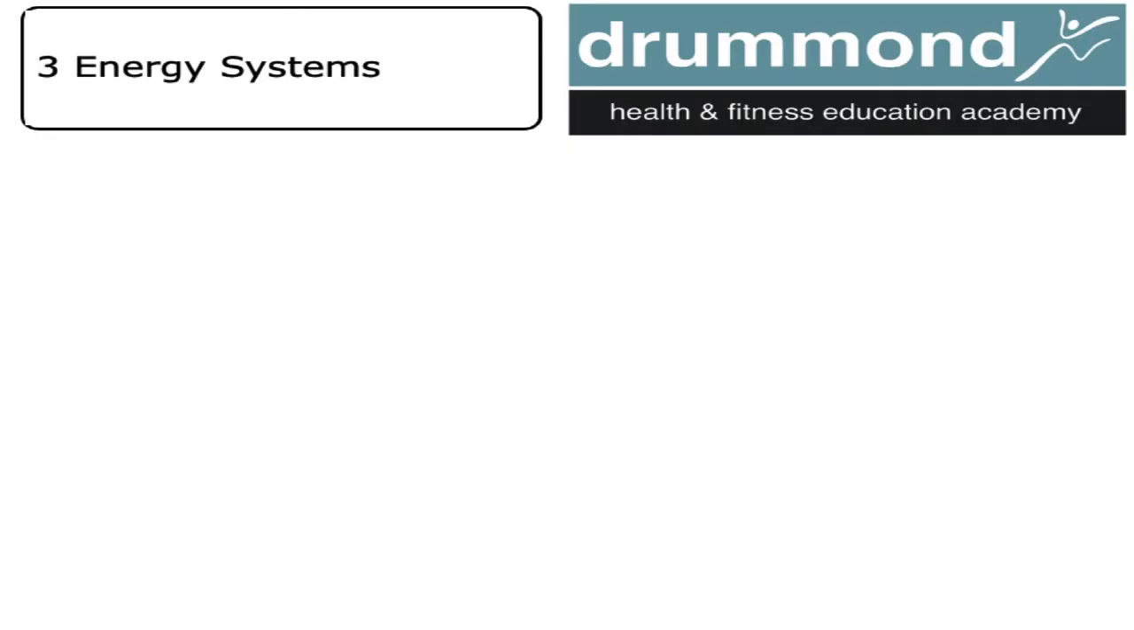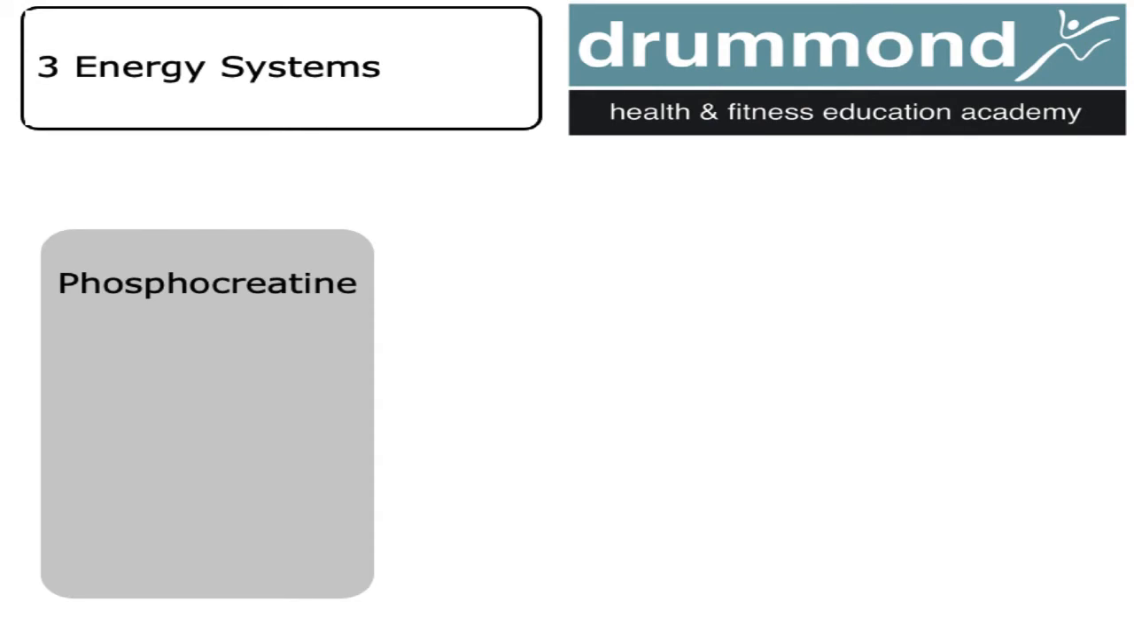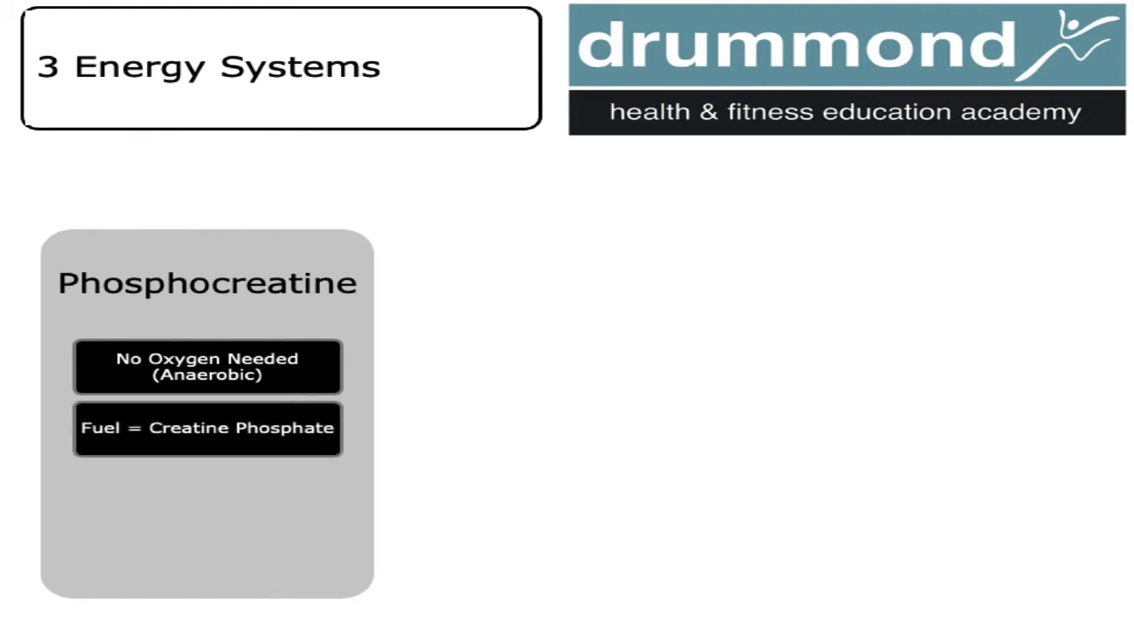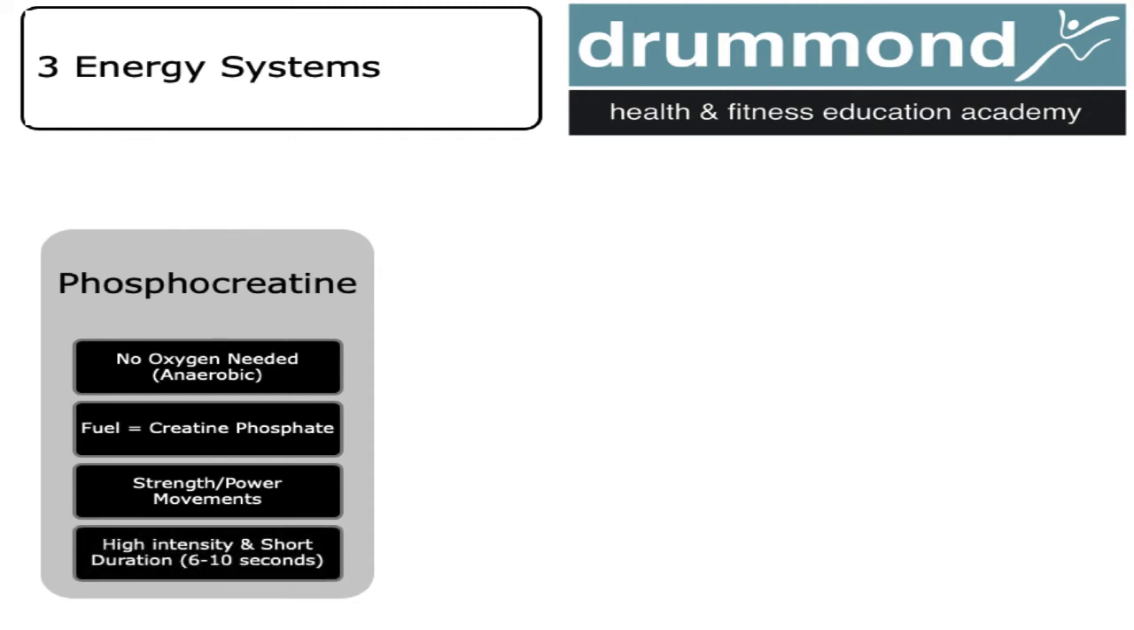So the 3 energy systems. The phosphocreatine system requires no oxygen. Therefore, it is referred to as an anaerobic energy system. The phosphocreatine system is fueled entirely by creatine phosphate. Creatine phosphate is produced and created within our livers. Phosphocreatine is going to be predominantly used by strength and power movements. And the phosphocreatine system is used for activities that are very high intensity, and because of the high intensity, they have to be very short duration, lasting around about 6 to 10 seconds.